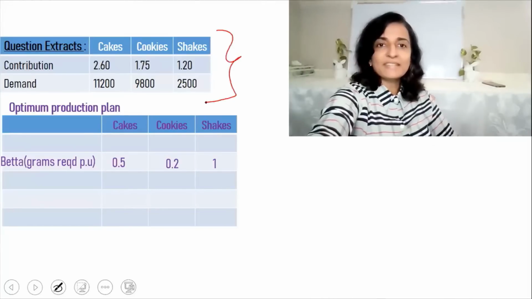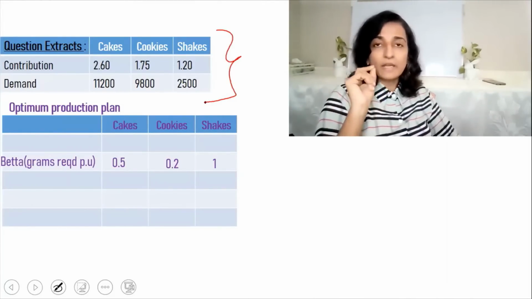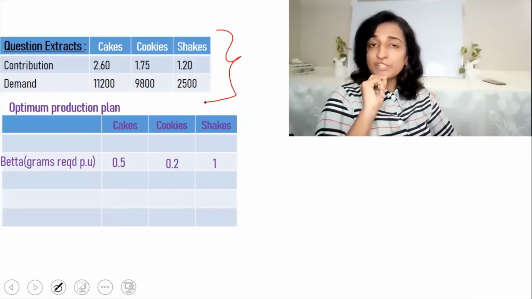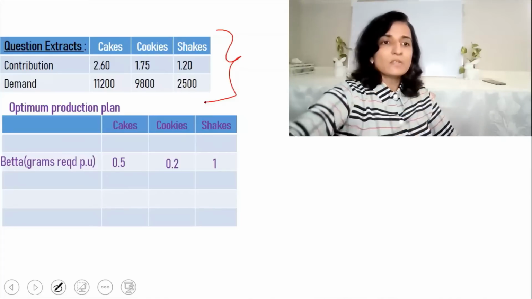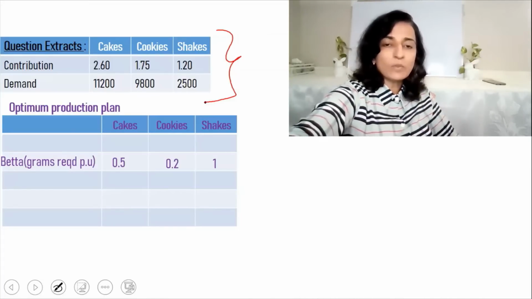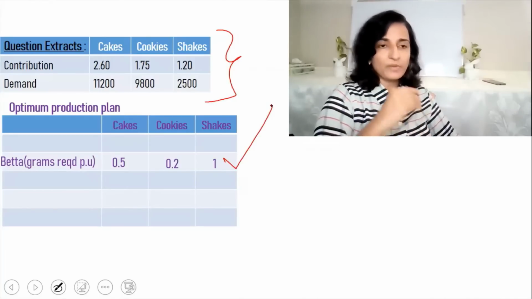So these are the question extracts that I have copied from the previous slide for your easy reference. Now, to find out the optimum production plan, we should find the contribution per kg. Kg or grams? In this question, it is grams, okay? So butter in grams, we've already found out. I've just copied the details that we've already found out in the previous slide.